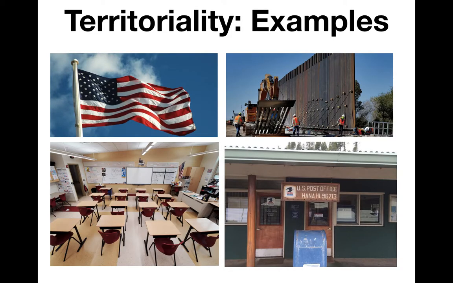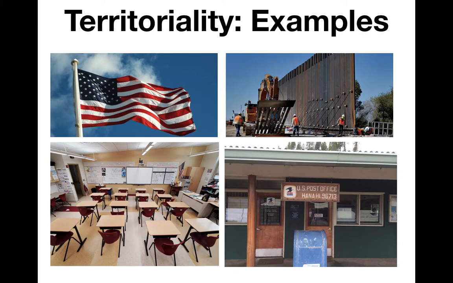Here are some examples of territoriality in the United States. By flying the flag and putting the flag everywhere in the US, that's an example of territoriality. By building a wall on the border with Mexico, that's asserting control over territory, and that's enforcing control over territory, and that's territoriality. By having mandatory school and by having school taught in a specific language, that's maintaining control over space. So that's an example of territoriality.